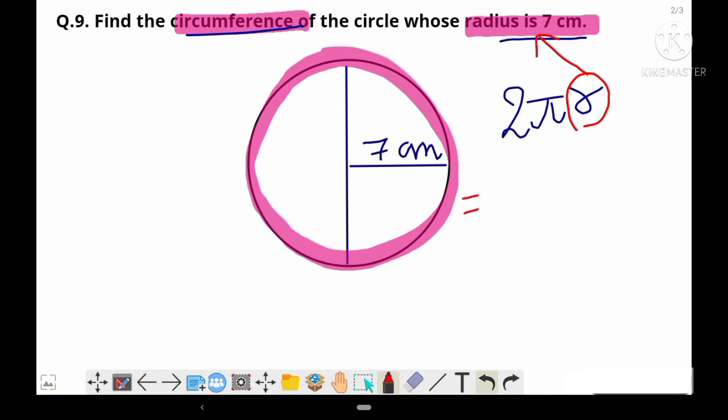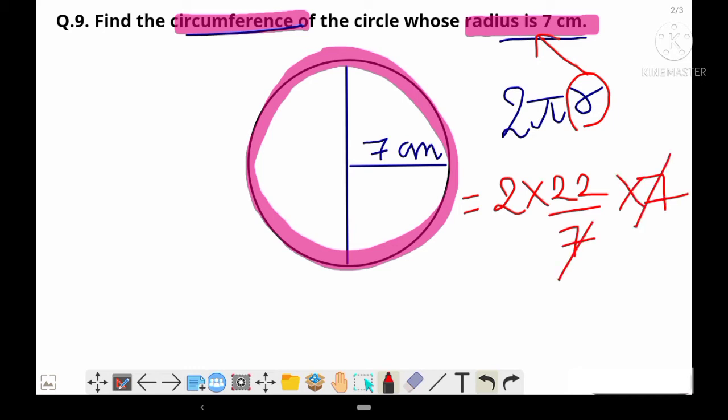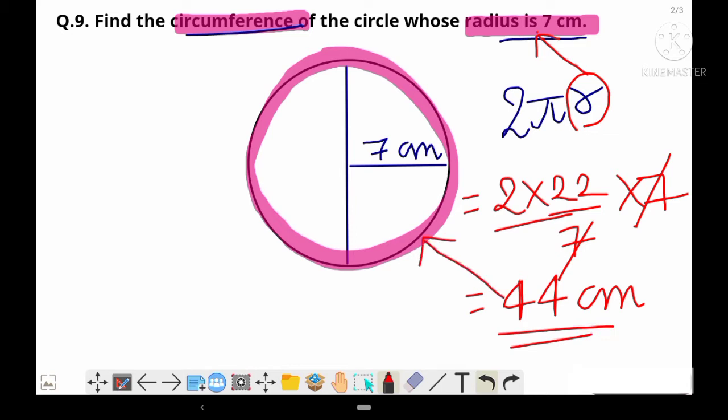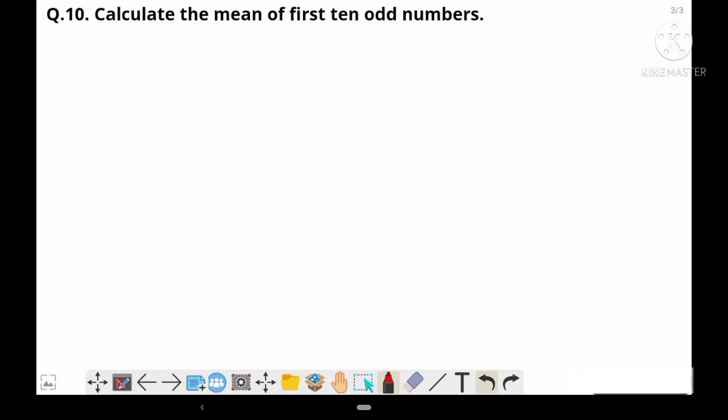So let's solve. 2 into 22 by 7 into 7. Of course 7 cancels. 2 multiplied by 22 is 44. So 44 centimeter is the circumference of this circle whose radius is 7 centimeter. So this is your answer. I think you all have done it correctly, isn't it? So this question is done. Let's move to question number 10.